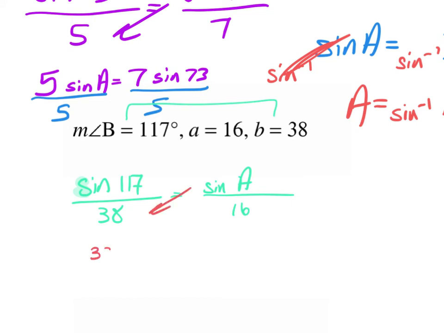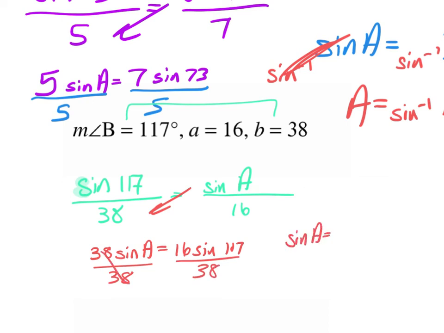So I have 38 sine A equals 16 times the sine of 117. If I get sine A by itself, I'm going to divide both sides by 38. So I get the sine of A equals, in my calculator, 16 times the sine of 117 and then divide that by 38. What'd y'all get? Okay, 0.3751.